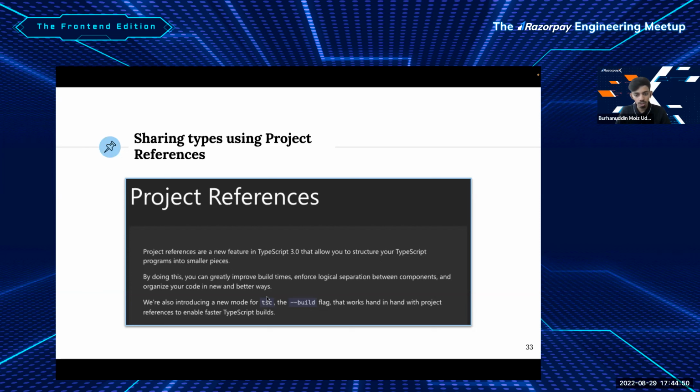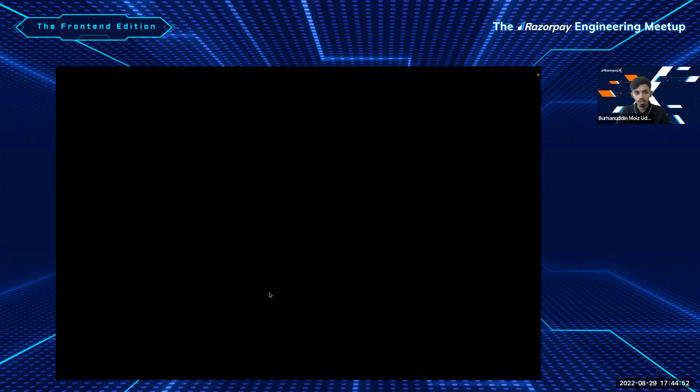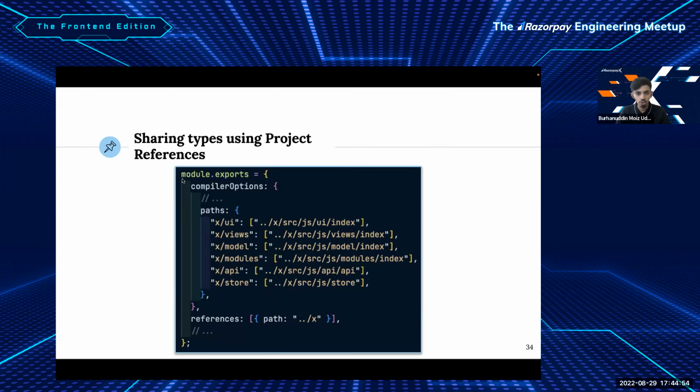I won't go into a lot of configuration on how this is done, but the tsconfig again looks very similar. We just reference the X folder, and like we did in Jest, we say here if it's x/UI, load the types from this particular path. If it's X API, load the types from this particular path, and that's really all that we require.